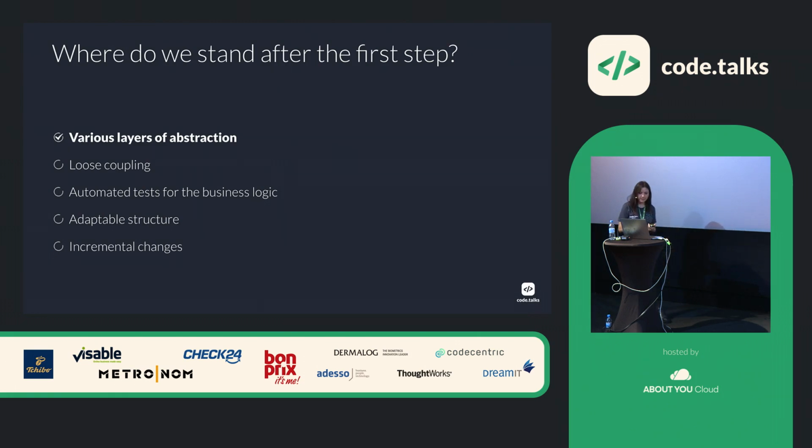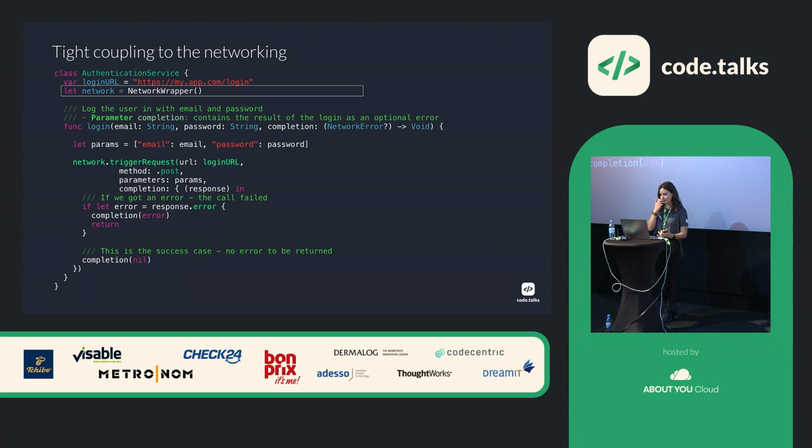So where do we stand after this first step, where basically we just introduced various layers of abstraction with the wrappers and with the services? But we're still pretty much tightly coupled with our components, right? Because here in the authentication service, we have a reference to the network wrapper, and there is no way for us to test the login method without actually making a request to the backend, right? Because the wrapper would always have the same functionality, and it would always trigger a request. Let's see how we can solve this.